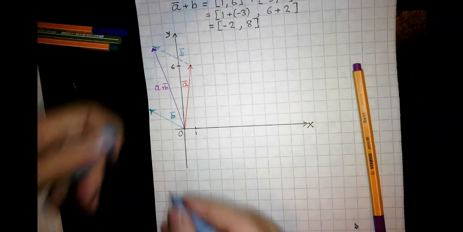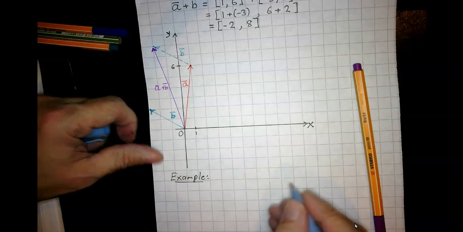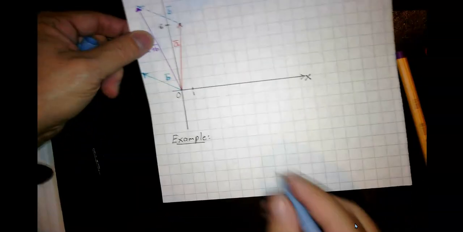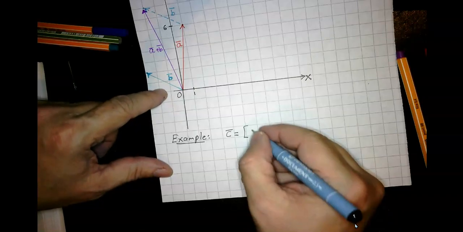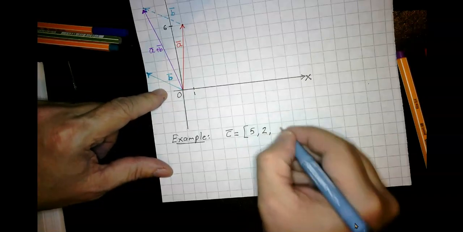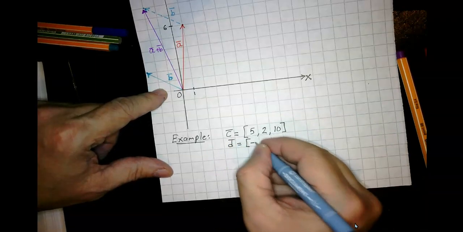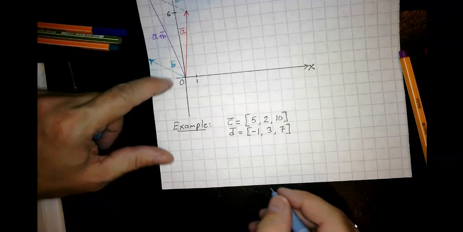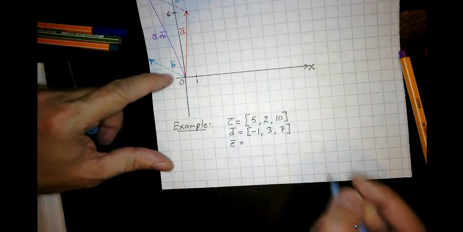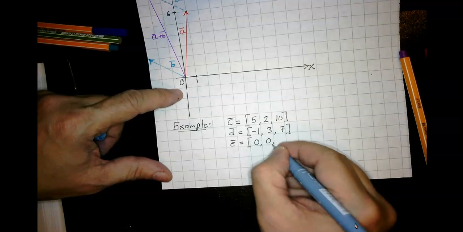And the same holds with I'm not going to draw any picture with this, but let's take another example. If we are having, for example, vector C equals, I will take a three-dimensional vector right now, I will have 5, 2, 10, and then I will have D vector -1, 3, 7, and let's take a third vector E, and let's take that 0, 0, and 4.